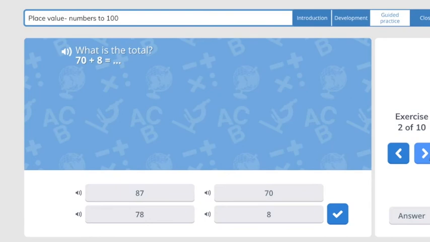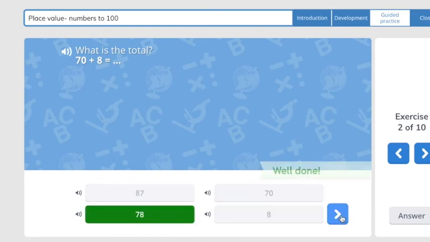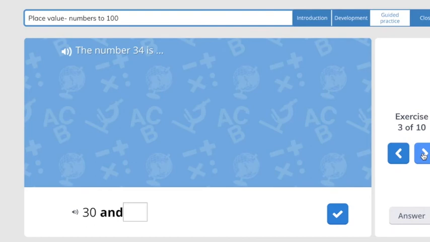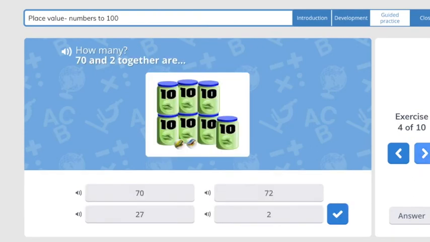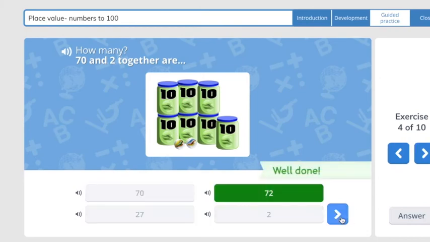What is the total of 70 plus 8? Pause this video and think about it. And you should have said 78. The number 34 is what? 30 and how many? 4. Awesome job. Okay, 70 and 2 together are how many? 72.